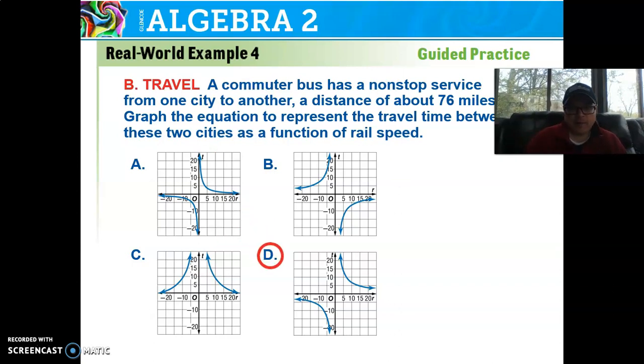Part D. Part A is similar to Part D, but Part D represents that it's a little bit steeper because it's 76 miles instead of 25 miles.